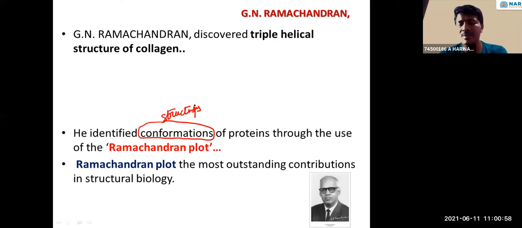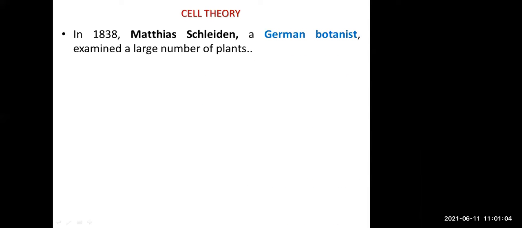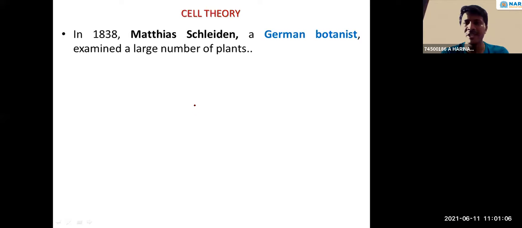Next, who is the first person who observed plant cells? Matthias Schleiden, right? He is a German botanist. He examined, and here also it is very important, in 1838. He observed the plant cells. What he concluded is that the plant body is made up of different kinds of cells.